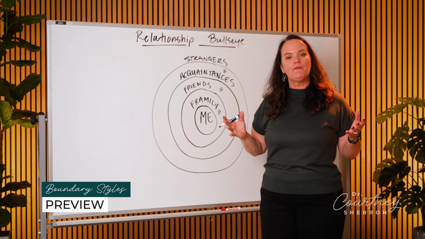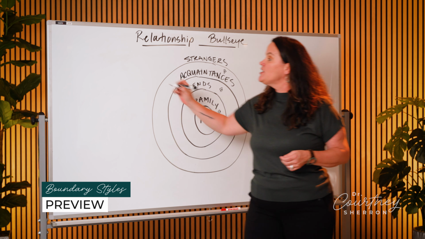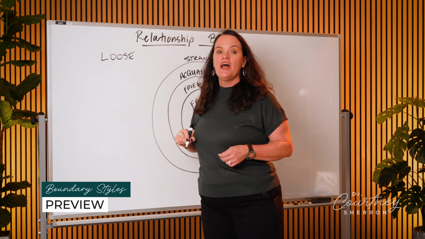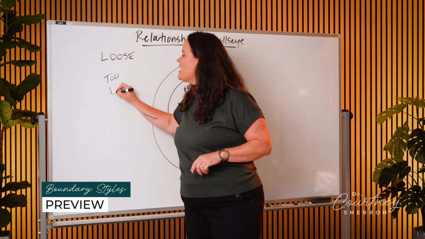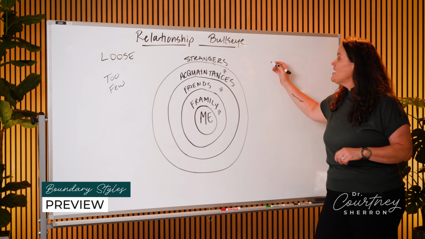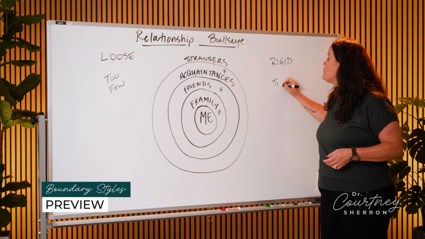So I want you to think about how boundary styles actually exist on a continuum. Over here on the side, this is where I have my loose style. And what that means is I have too few boundaries. I don't have enough. So we're going to talk about how that shows up. But over here on the other side, this is my rigid boundary, and it means I have too many.